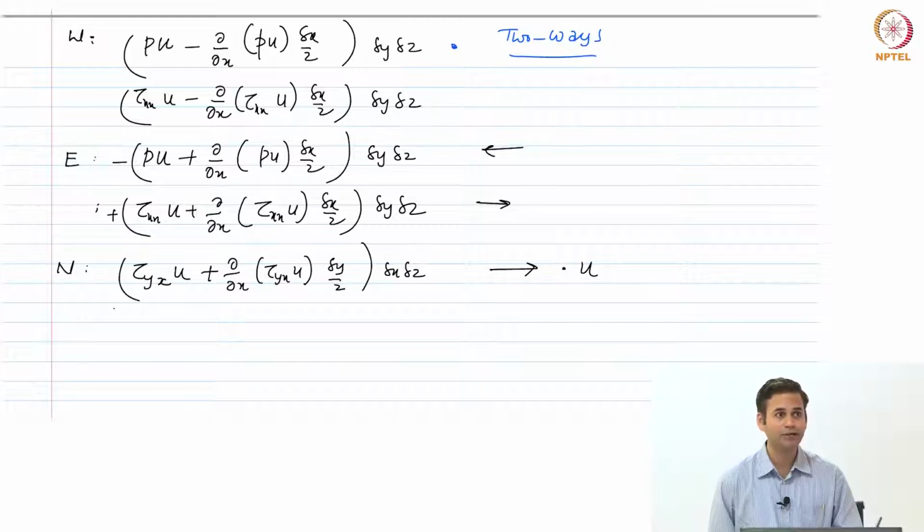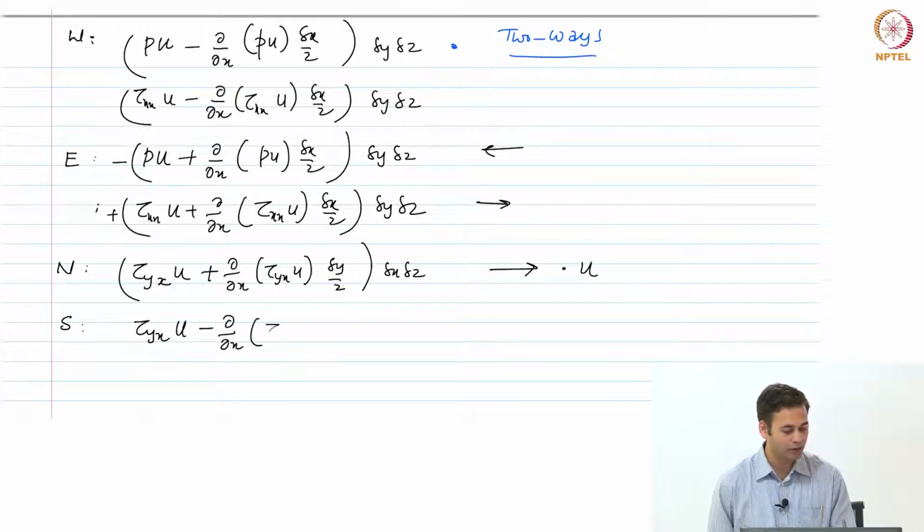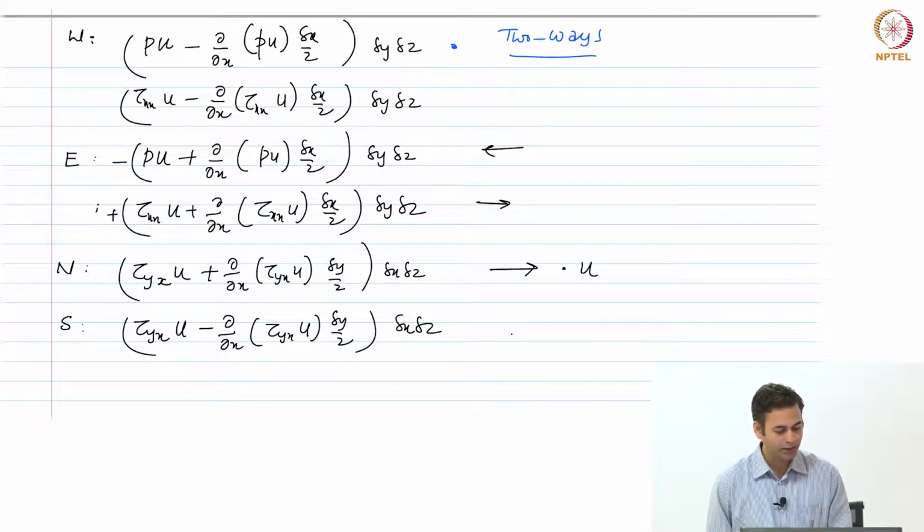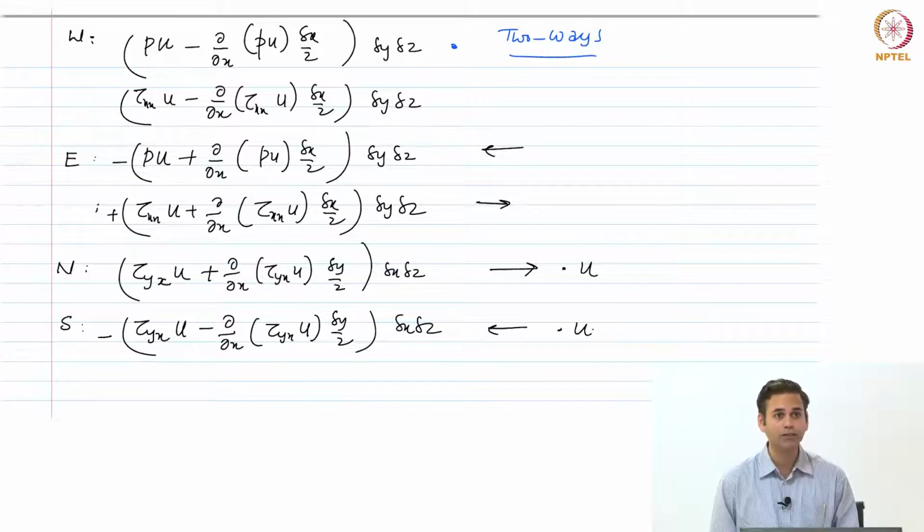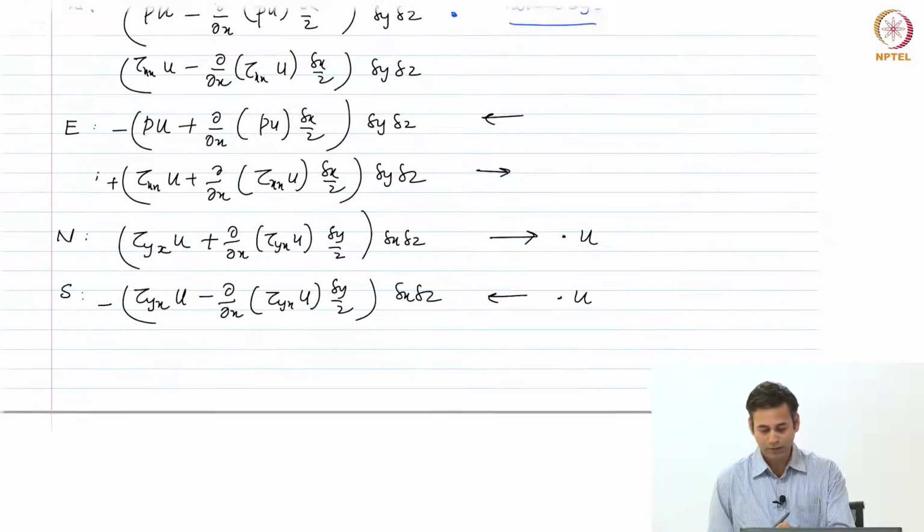Similarly, are there any other forces acting on the north phase in the x direction? No. So, in the south direction we have the reconstruction of this with a minus. That would be tau y x times u minus partial x tau y x times u times delta y by 2 times delta x delta z. Which direction is the second one acting? On the south, in the negative x direction, so this would come with a minus, because it is acting in this direction, and then we still multiply with the velocity, okay. So, we have north and south.